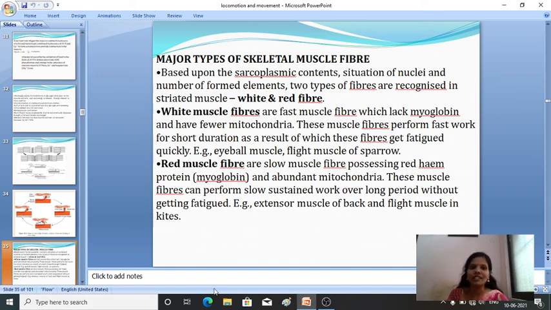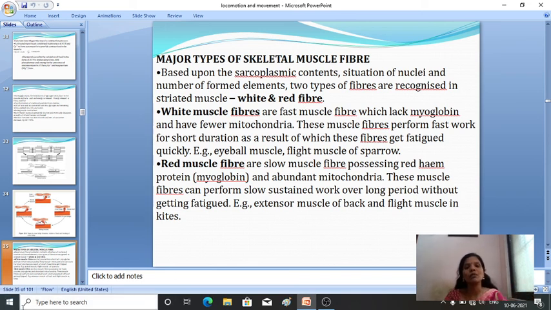These muscles will work only for less time, and they get tired quickly. Like for example eyeball muscles and flight muscles of sparrow. Fine. So we cannot keep our eyes open for long, immediately we will blink our eyes, right? So that is because of the white muscle fibers.